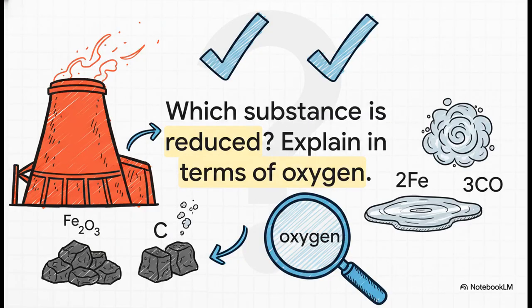Okay, part 1. 2 marks are up for grabs. We've got the equation for extracting iron: Fe2O3 plus 3C gives you 2Fe plus 3CO. The question asks 2 things: which substance gets reduced and why? But here's the key part: answer in terms of oxygen. That last bit, that's a massive clue from the examiner.